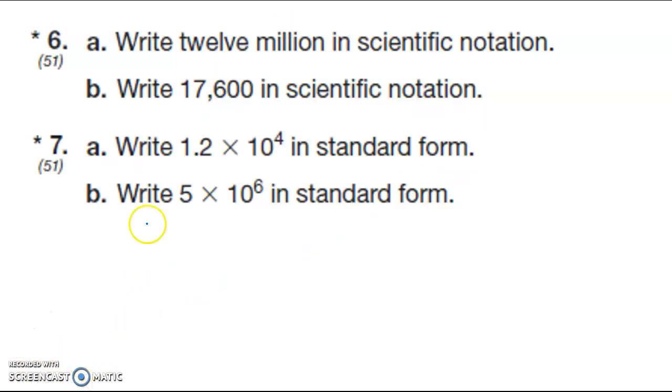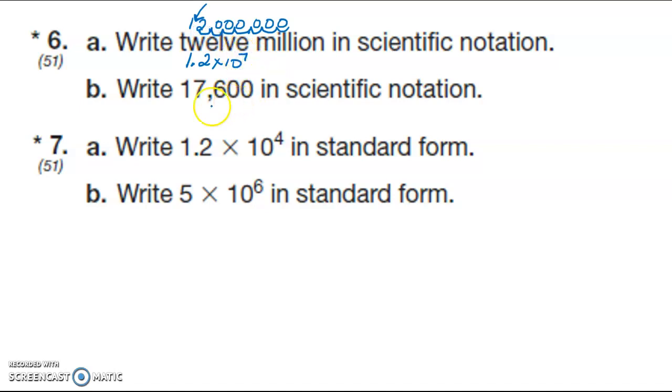Okay, let me change colors here. This says write 12 million in scientific notation and write 17,600 in scientific notation. So the first thing I'm going to do is write 12 million in standard form, and then I'm going to count my place value. So I put the decimal right behind the first number that's not a 0, so I have 1.2 times 10 to the 1, 2, 3, 4, 5, 6, 7.